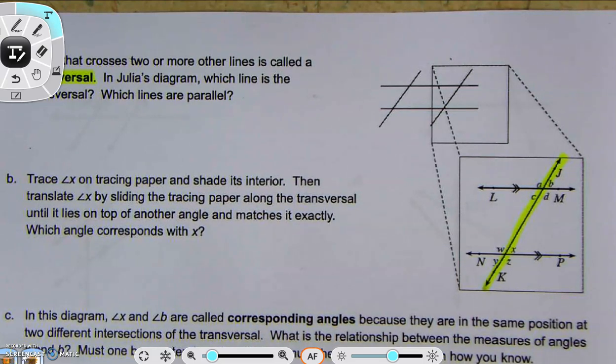So really quickly before we look at the later ones, I just want to remind you of what a transversal is. So super important. We're going to do a lot with this. So transversal, it's a line that intersects two or more other lines. So I went ahead and highlighted our transversal. We also talked about notation being super important.